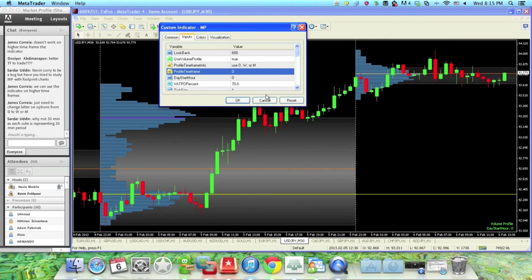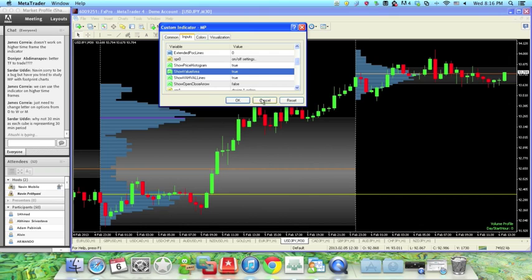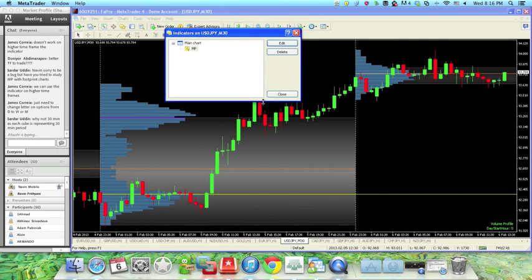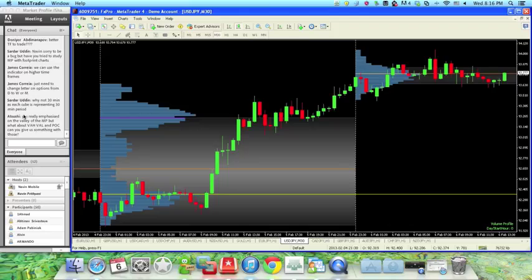Okay, and you can adjust other things such as the value area, high, low areas. If you want to turn off the strongest areas, you can turn that off as well. So there's a lot of options. It's a really nicely built indicator. Just need to change that.